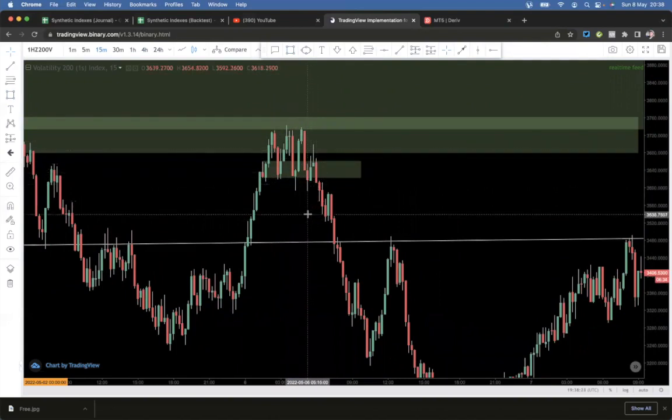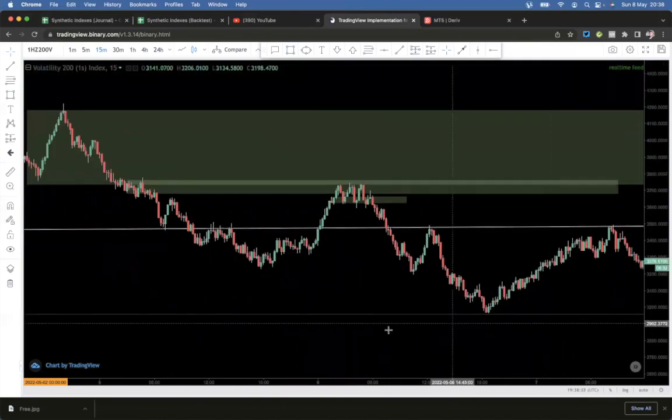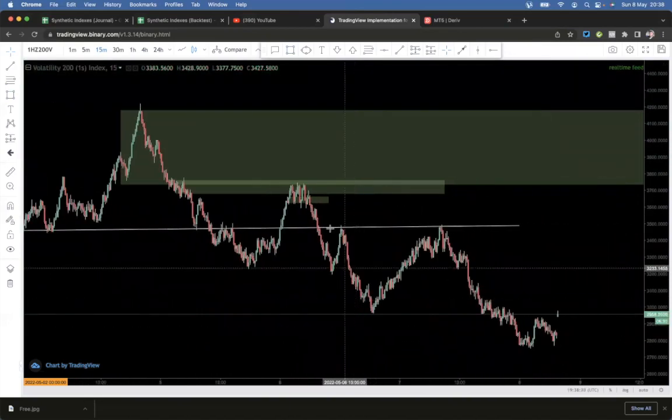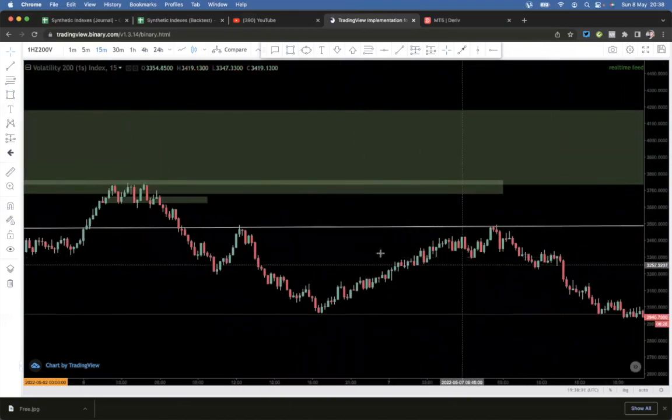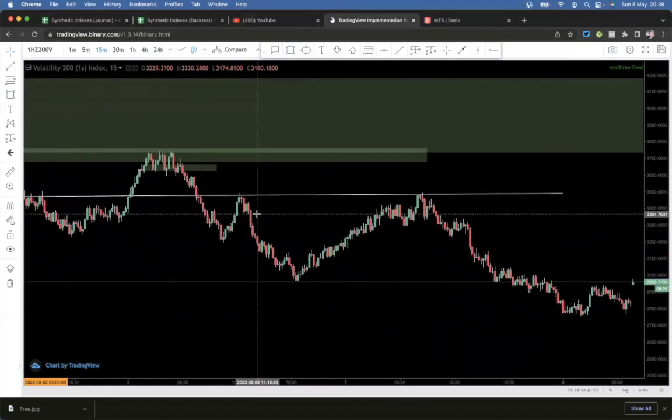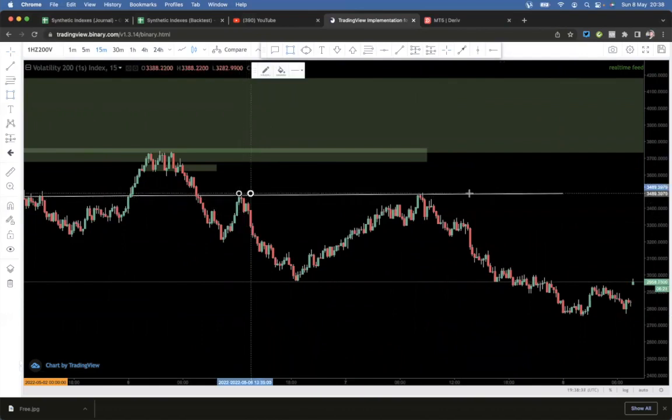You could have also entered at the breakout, and then look at what the market has been doing ever since. See, market is still selling, and while it's doing that, you can be scaling in. How do you scale in? On the way down, you look for more points of interest.